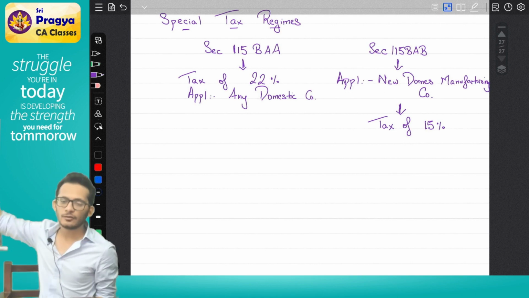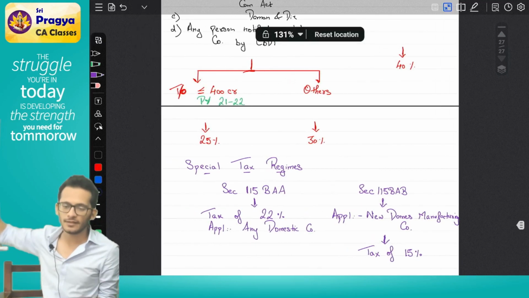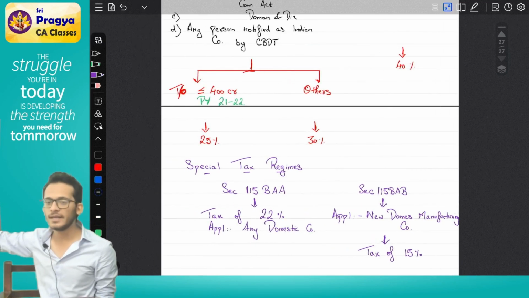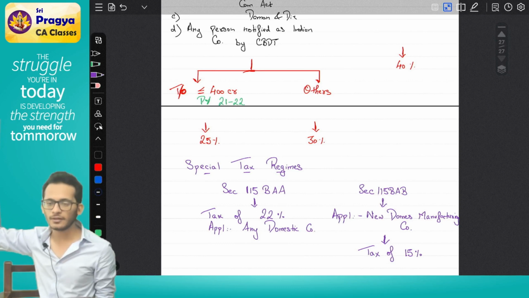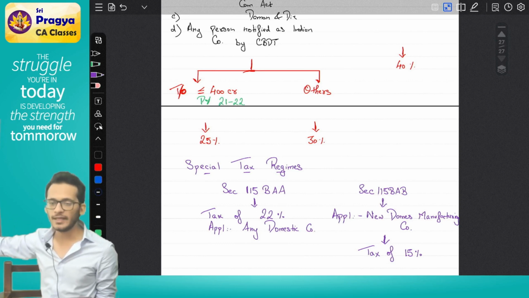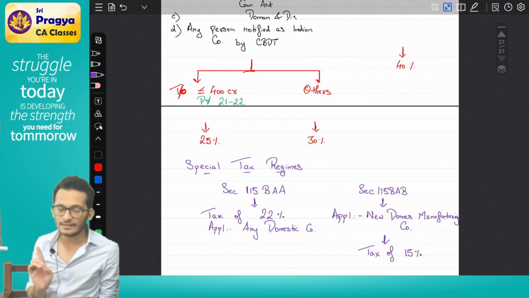So for your exams, you have three regimes. One is called the normal regime, one is called the BAA regime, one is called the BAB regime. Normal regime rate is 25 or 30. BAA regime is 22. BAB regime is 15. Clear? Yes, these are your tax rates. But it is not done.